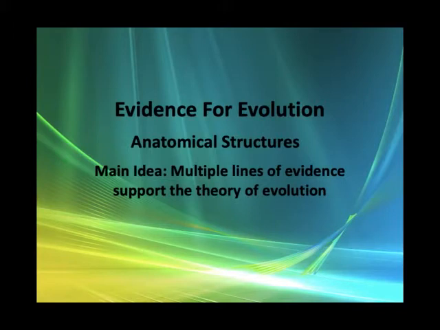Today we're going to talk about evidence for evolution. In particular, we're going to focus on anatomical structures. The main idea of this section is multiple lines of evidence support the theory of evolution.